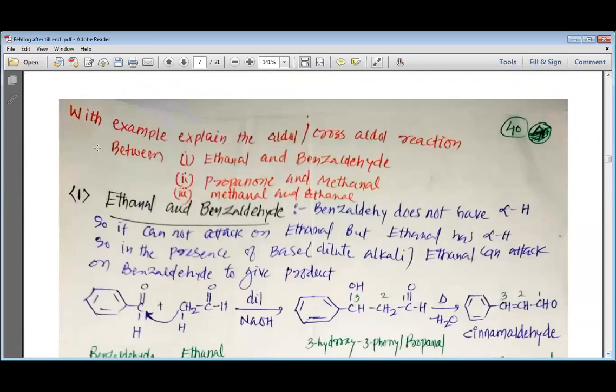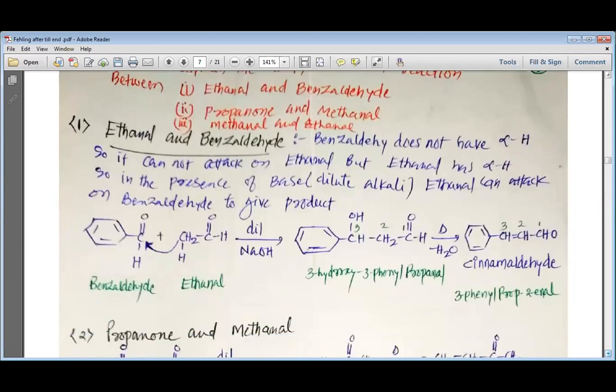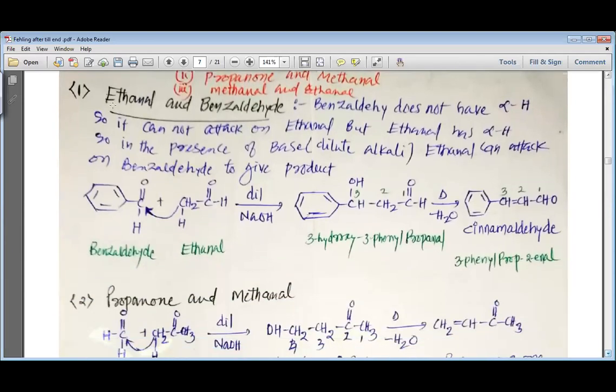With example, explain the aldol or cross-aldol reaction between ethanal and benzaldehyde, propanone and methanal, and methanal and ethanal. So here, my dear students, we are not going to discuss the self-aldol reaction, but we are just going to discuss the cross-aldol reaction that takes place between the ethanal and benzaldehyde.